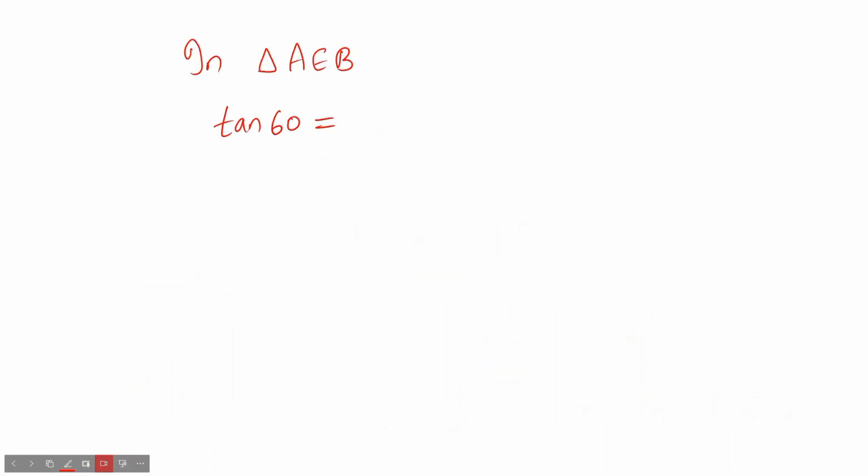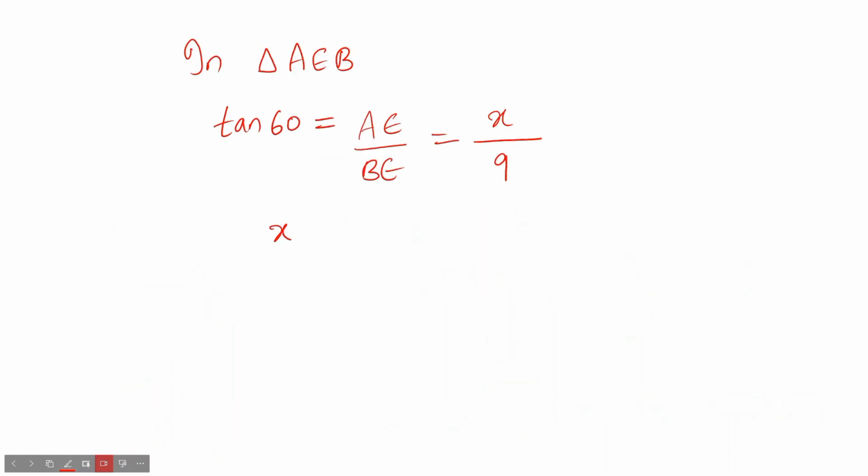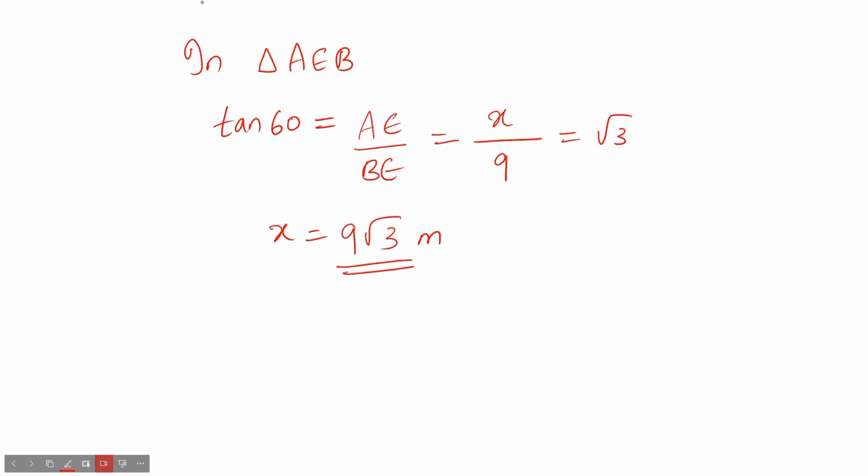And tan 60 is AE by BE, that is X divided by 9, right? X divided by 9. And this is equal to root 3. So what will be X? X is 9 root 3 meter. But we can't stop here because we want to find the complete height of that tower, including this DE. So we should write the height of the tower.